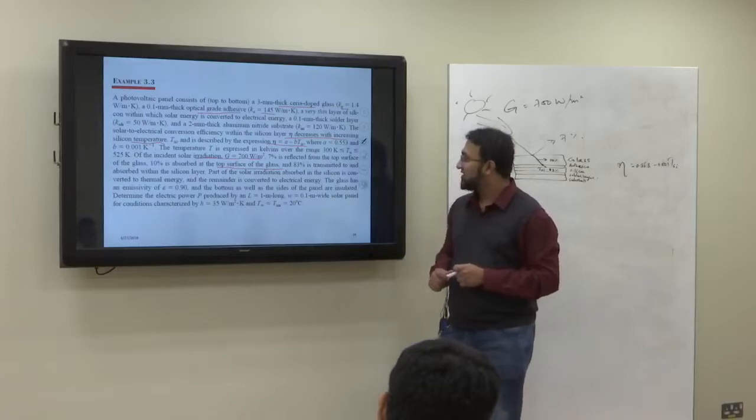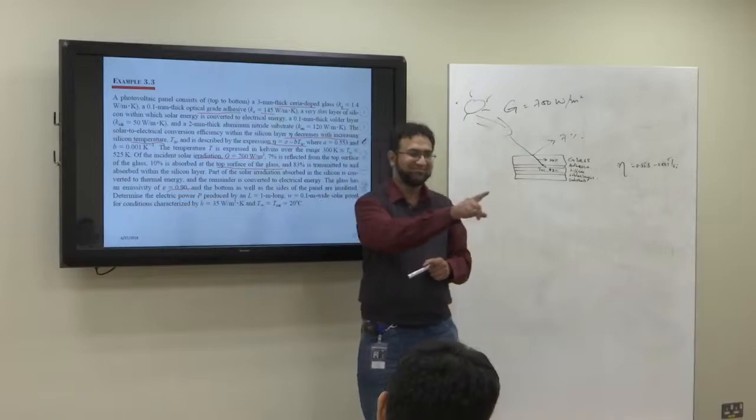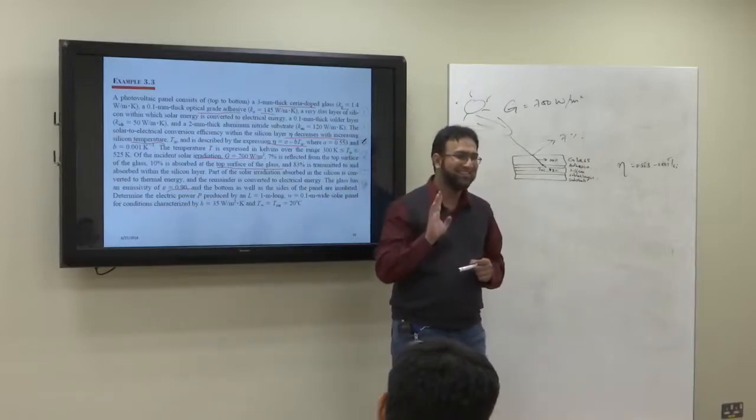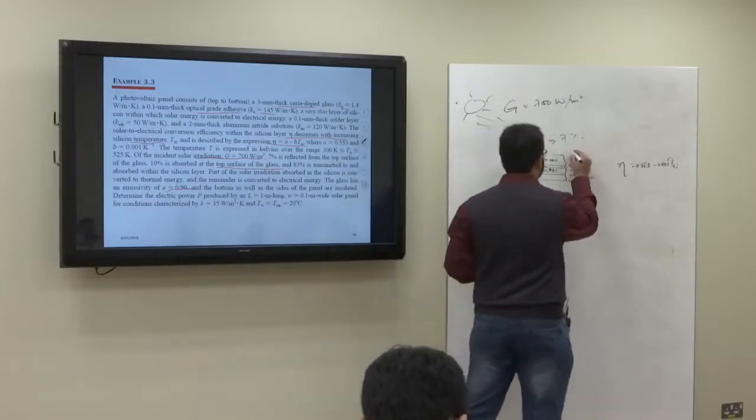The glass has an emissivity of 0.9, so emissivity is given.